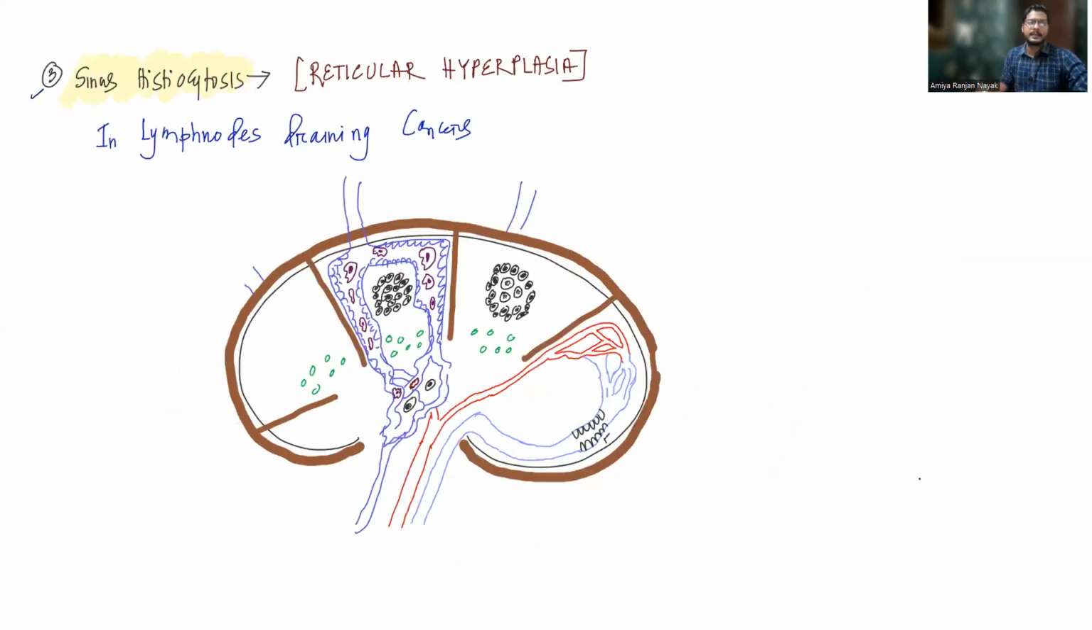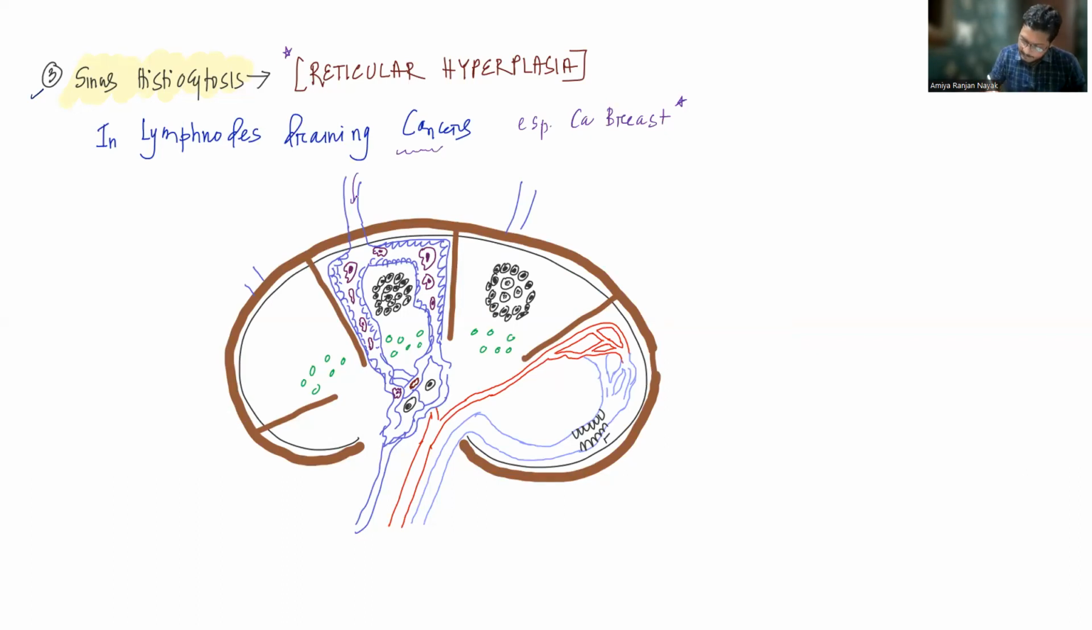Now we'll discuss sinus histiocytosis. This condition is otherwise known as reticular hyperplasia. Basically, sinus histiocytosis is found in those lymph nodes which are draining cancers, especially the carcinomas. The classical example is carcinoma breast. Okay. So you must have studied in the chapter of neoplasia that carcinomas usually spread through the lymphatics. If a lymph node is draining a particular carcinoma, those neoplastic cells can enter through these afferent lymphatics and go into the sinuses, and there will be proliferation of the sinuses.